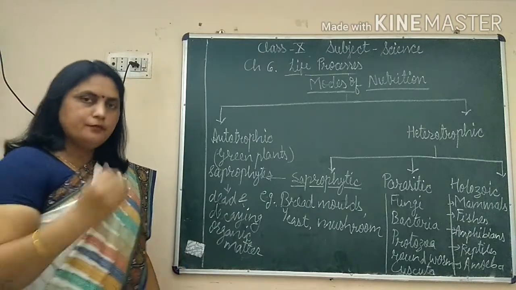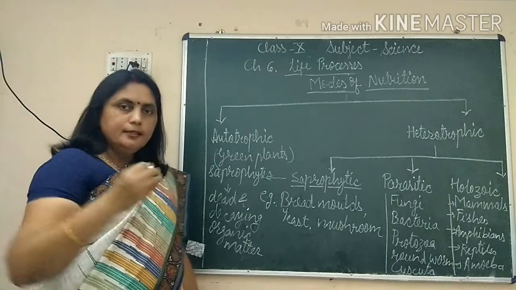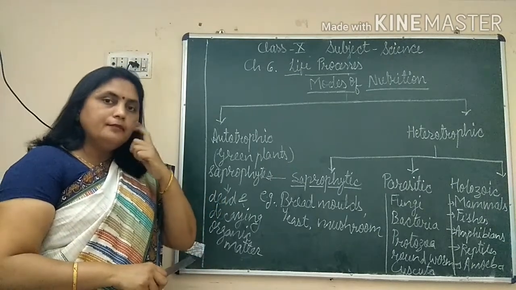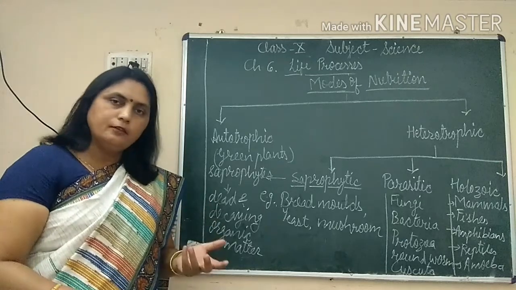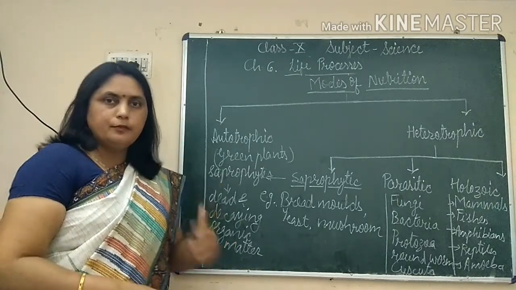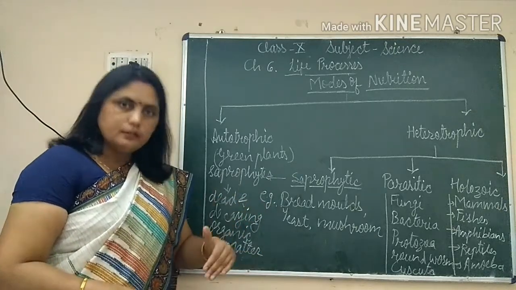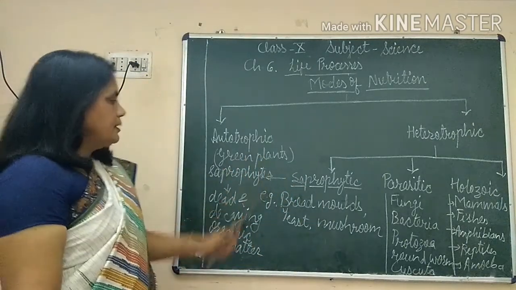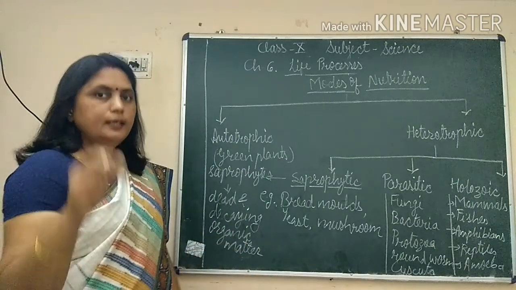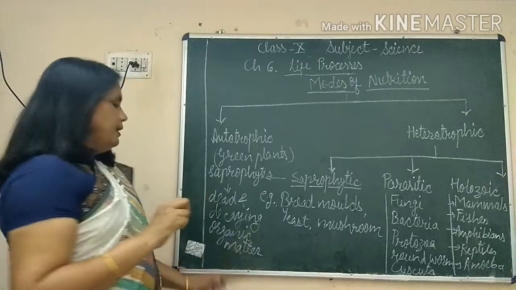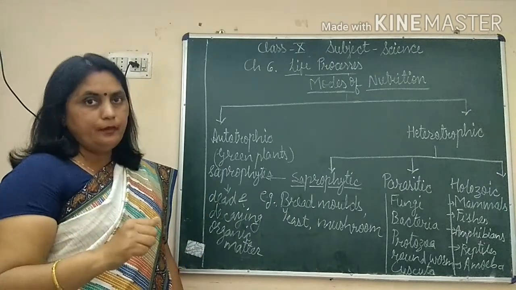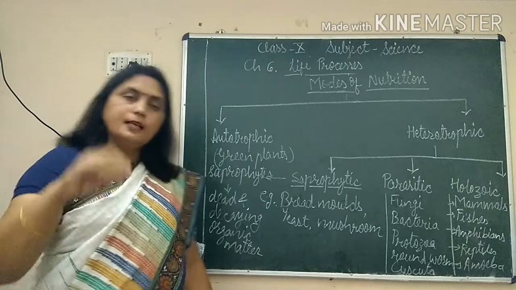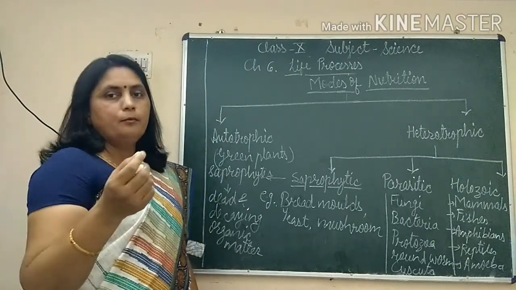So how do they get nutrition from that dead and decaying organic matter? They secrete some digestive juices on this dead and decaying organic matter, by which it is digested outside. Now what is the meaning of digestion? Conversion of complex food material into simpler food material. So here what are saprophytes doing? They are secreting some digestive juices on dead and decaying organic matter outside their body. And outside the body, these organic substances are digested and now come in the form of liquid.